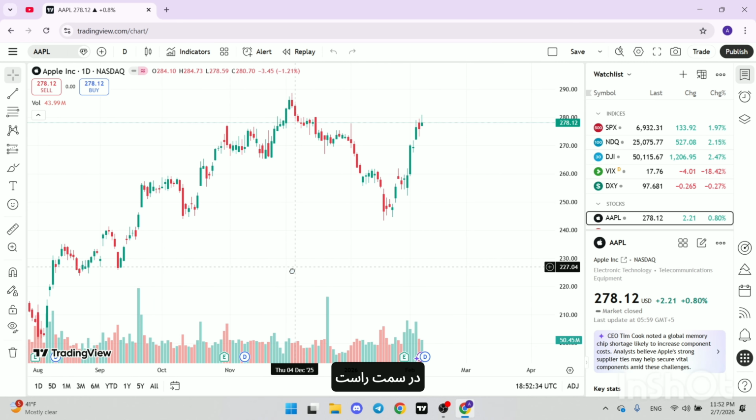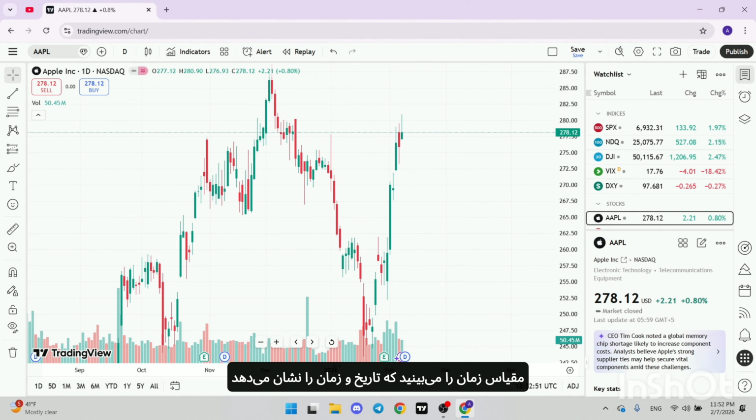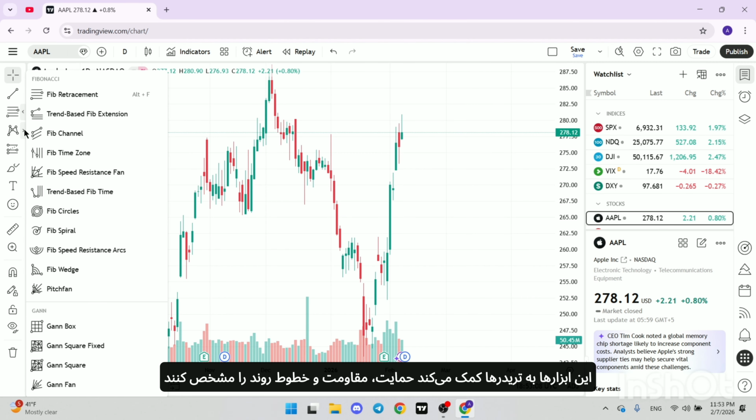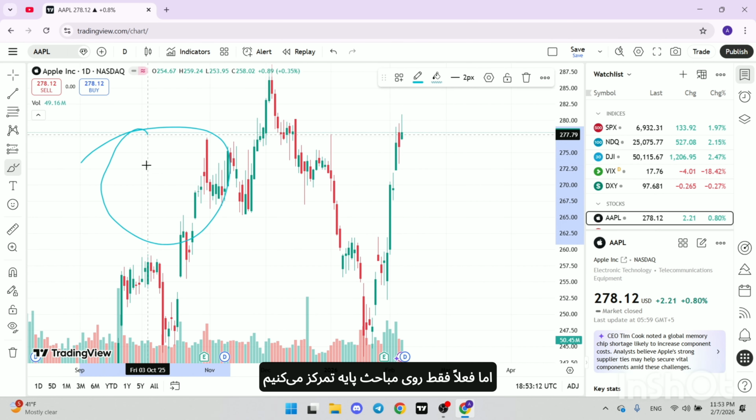On the right side, you will see the price scale, showing current price levels. At the bottom, you will see the time scale, showing the date and time. On the left side, you will see drawing tools. These help traders mark support, resistance, and trend lines. But for now, we will focus only on the basics.